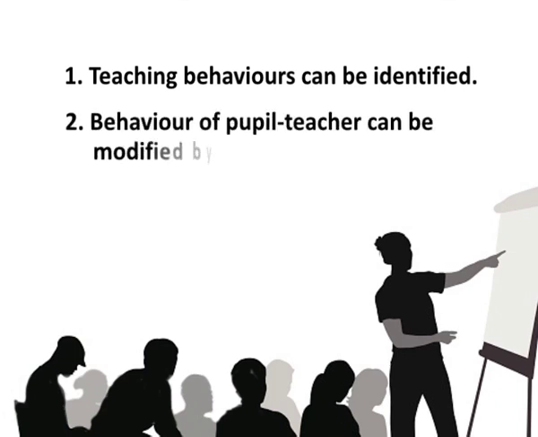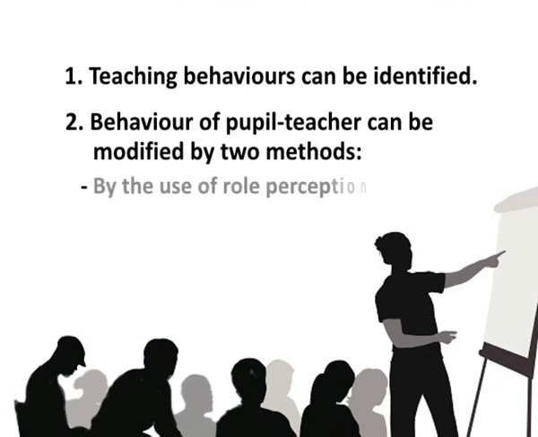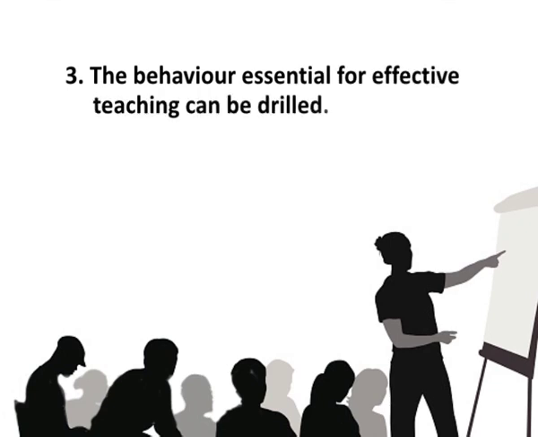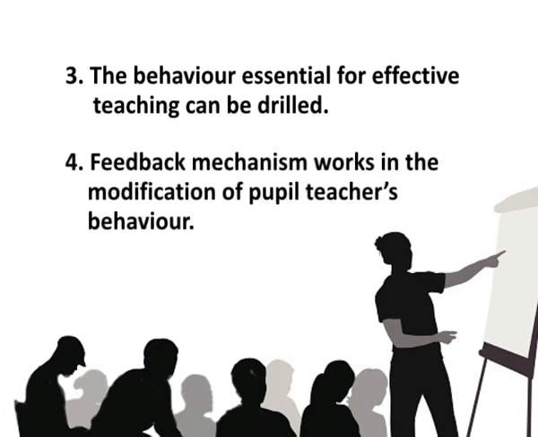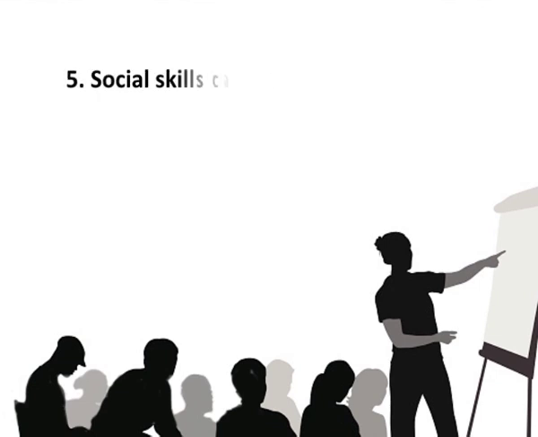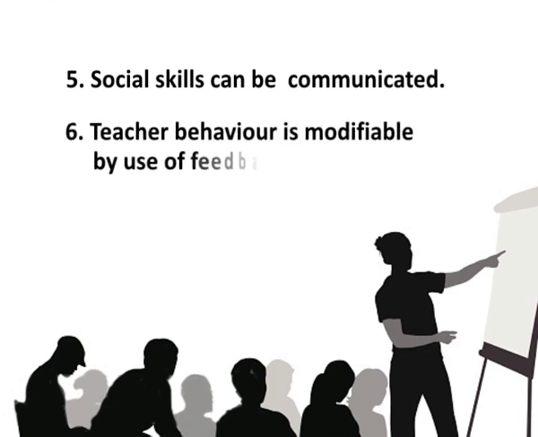Number 2, behavior of the pupil-teacher can be modified by two methods, that is, by the use of role perception and by the use of actual role-playing. The third assumption is that the behavior essential for effective teaching can be drilled. Number 4, feedback mechanism works in the modification of pupil-teacher's behavior. Number 5, social skills can be communicated. Number 6, teacher behavior is modifiable by use of feedback devices.